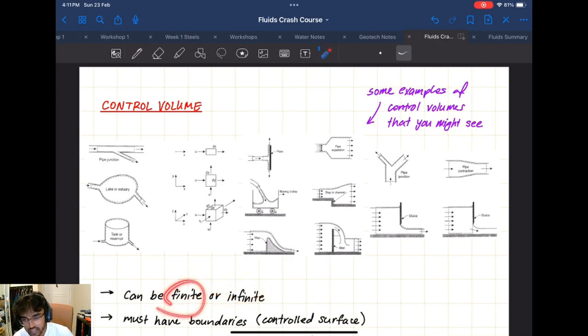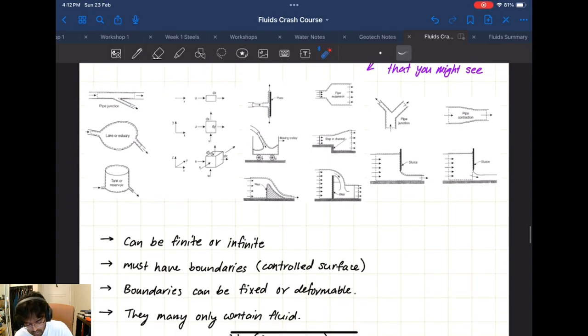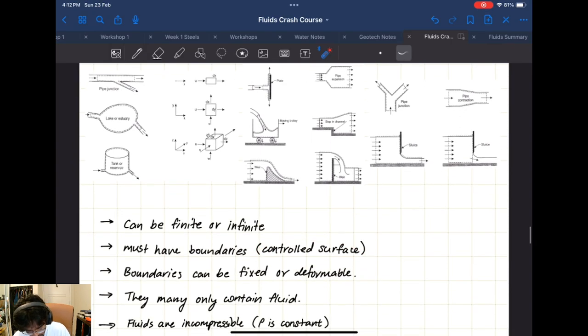Finite cases are pretty easy. You just take a look at the finite area. For infinite areas, you can't analyze the whole thing. That's literally impossible. So what a control volume does is that you set boundaries, and you're analyzing that certain part of your system. But there must be boundaries, so control surfaces, but the boundaries can be fixed or deformable.